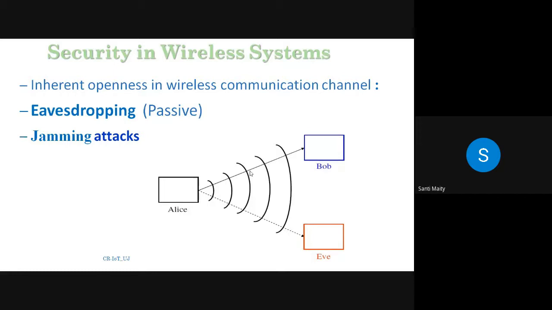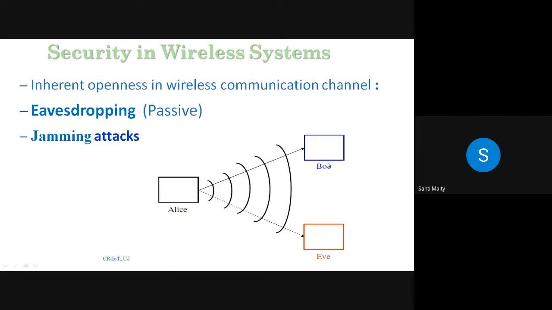So let us first say, in wireless systems, being an open channel, there is always a possibility of eavesdropping. Alice and Bob are having a communication and there is an eavesdropper, Eve, who receives this communication. Eve can eavesdrop. It's a passive eavesdropper, it just listens. But it can also be a jammer. It can jam this communication. It creates a high power and disrupts this communication.